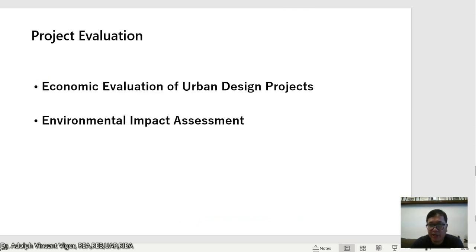Then project evaluation, we have here the economic evaluation of urban design projects and environmental impact assessment. Because if you develop and build in a certain area, of course it will have an environmental impact. So you need to know what will be the impact of the development that you're going to do.